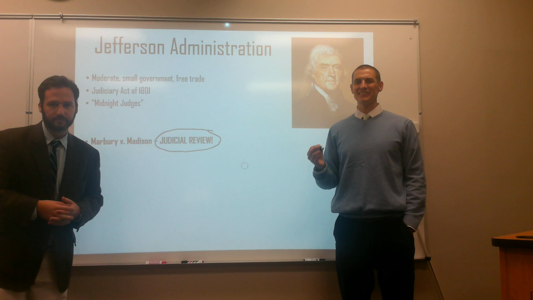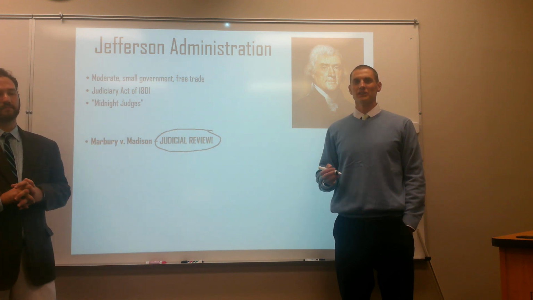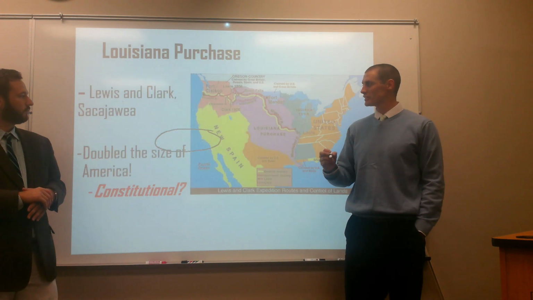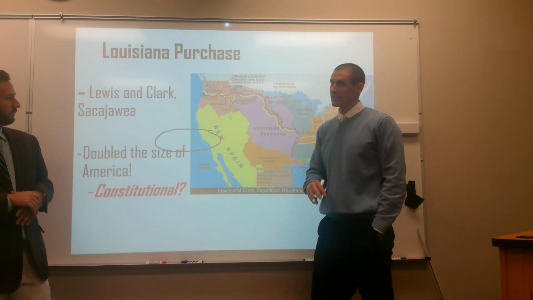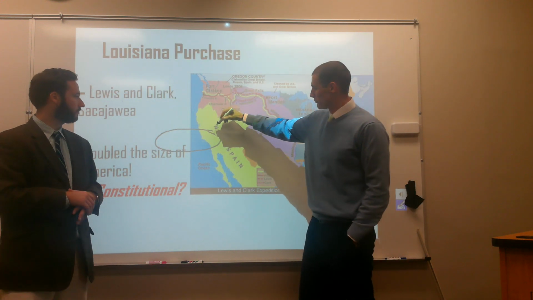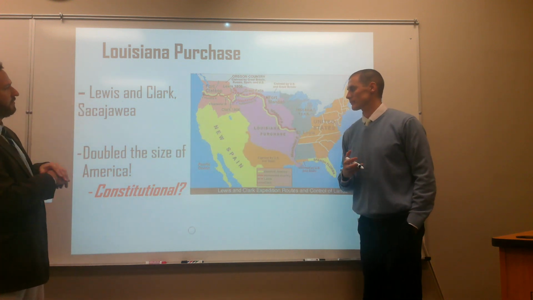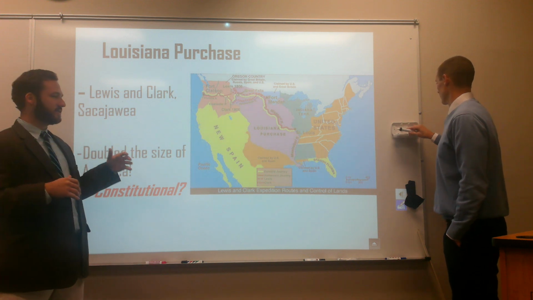James Madison specifically designed the judicial branch, seeing as they're not elected by the people and they have a life term, he specifically designed it to be the weakest branch. But now it's almost on equal footing. Okay. Last major part of the Jefferson administration is the Louisiana Purchase, right?